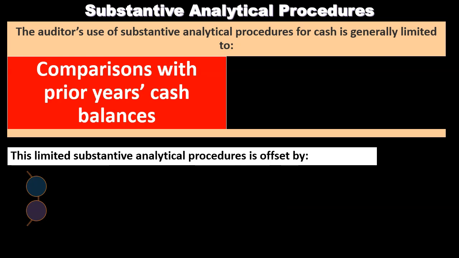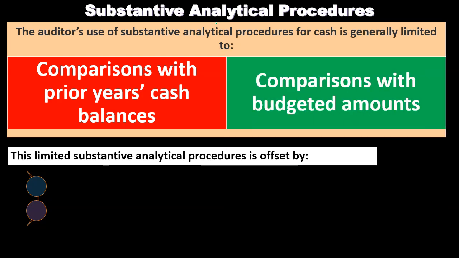Now we're going to take a look at the substantive analytical procedures related to cash. So we're considering those analytical procedures. Remember, these are the types of procedures that I would imagine we're doing as an auditor. We're cozy in our own auditor's office. We're not at the client's office. We're doing analytical procedures, which are kind of like comparison and ratio analysis types of procedures. The auditor's use of substantive analytical procedures for cash is generally limited to comparison with the prior year's cash balance and comparison with the budgeted amounts.